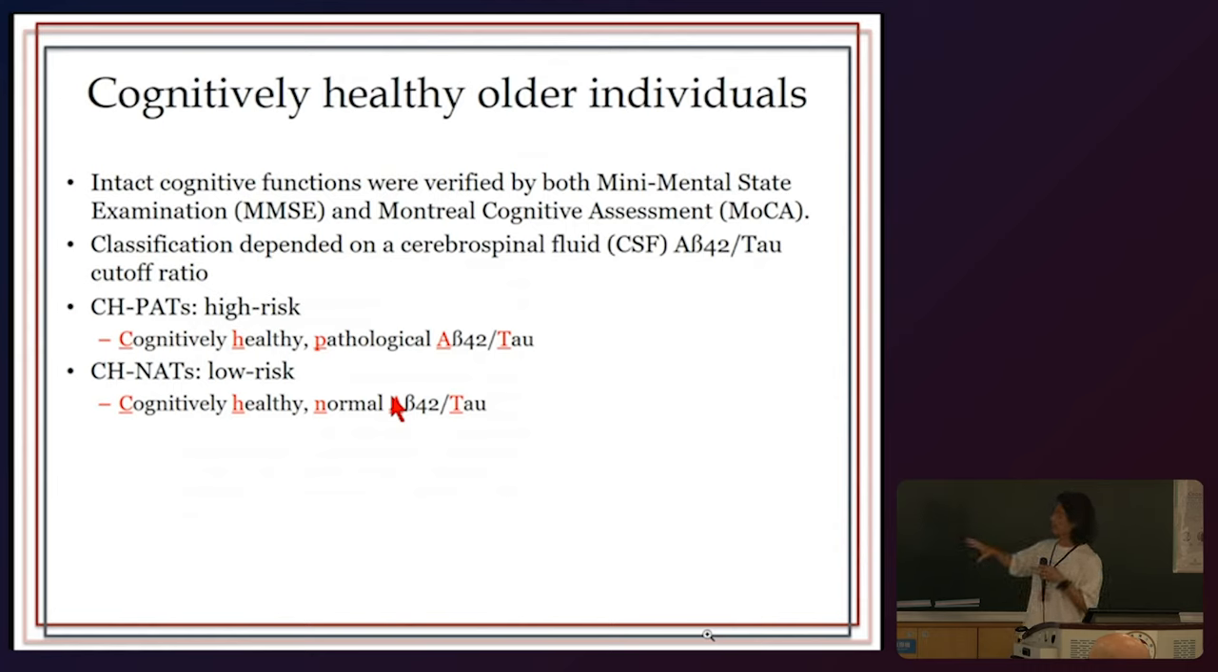PETs basically means pathological, so these are the high risk participants. NETs are the normal participants, with normal biochemical status. But if you talk to them and interact with them, there's no difference. So this is a double-blinded experiment. Before I ran the experiment, I had no idea, and the participants had no idea about their status either.